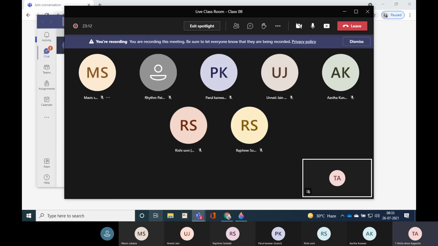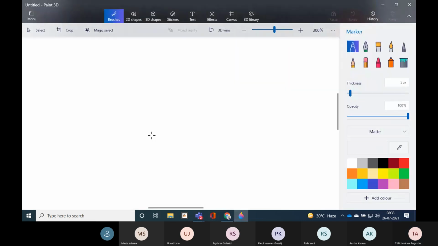So basically in binary fission, look at the screen, I'll be drawing. Okay. In binary fission, what happens? It happens in bacteria. Very small organisms undergo binary fission. For example, we are taking bacteria.